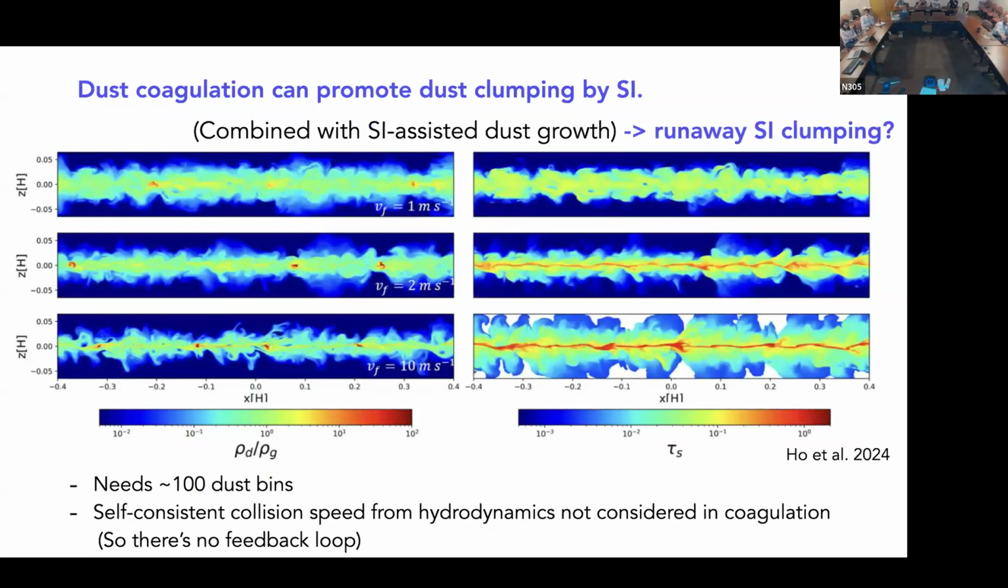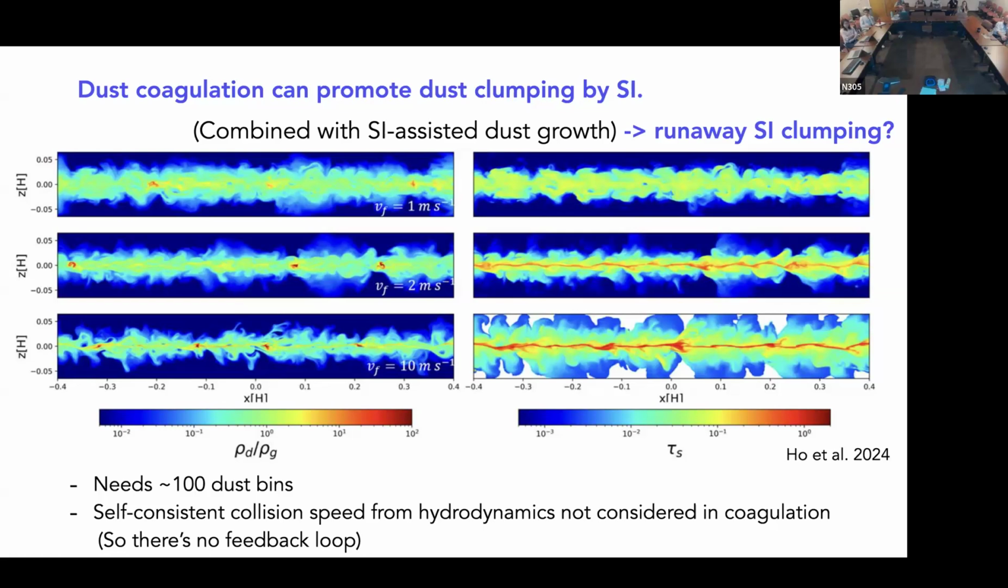If we go back to the paper from before, it is a simulation, but they require 100 dust bins, and it is a 2D simulation. Their problem is also that they don't have self-consistently calculated collision speed from the hydrodynamics. So they are not feeling the different collision velocity because streaming instability happens. Because of that, their growth and the streaming instability are not talking to each other, so their simulation cannot have this sort of feedback loop.